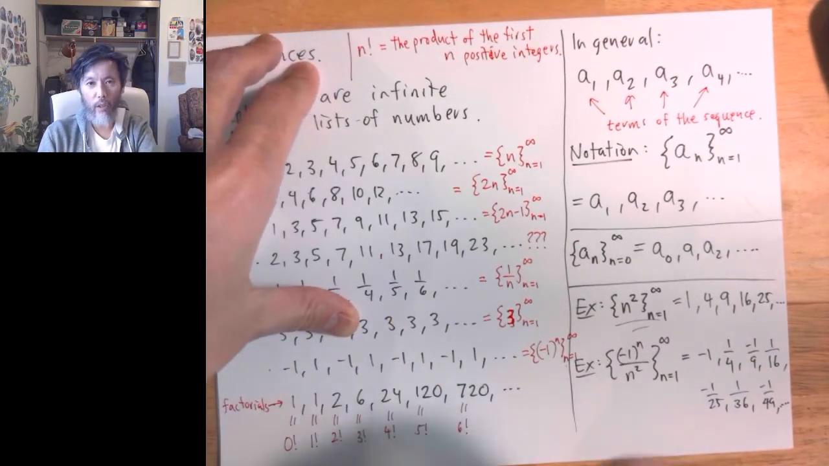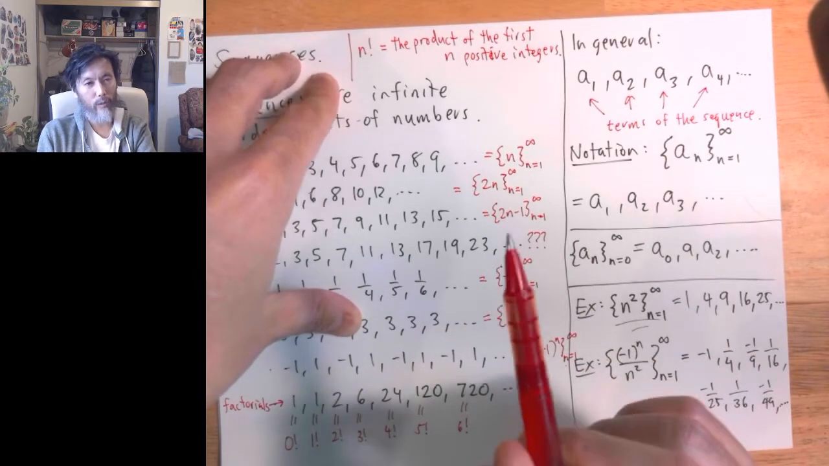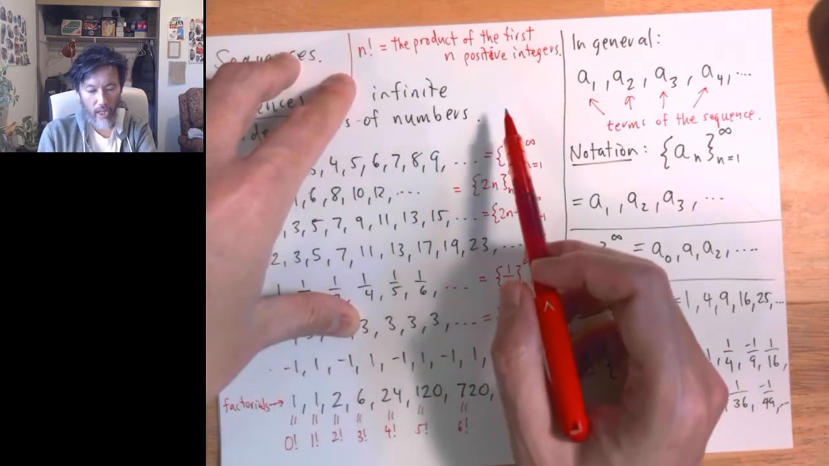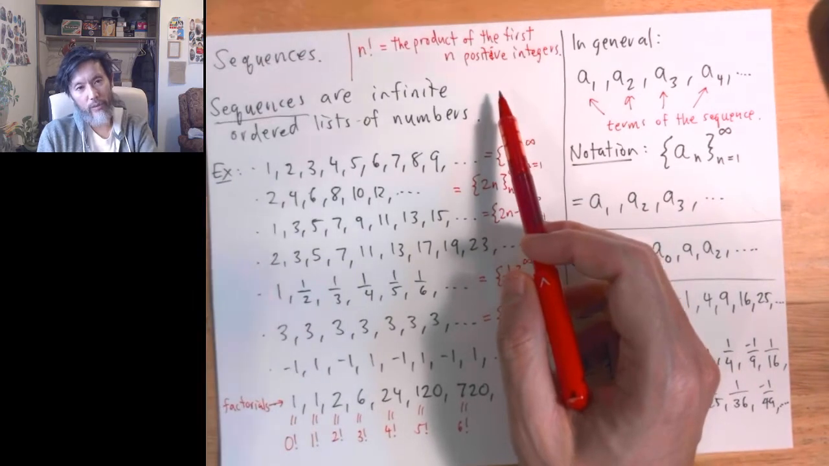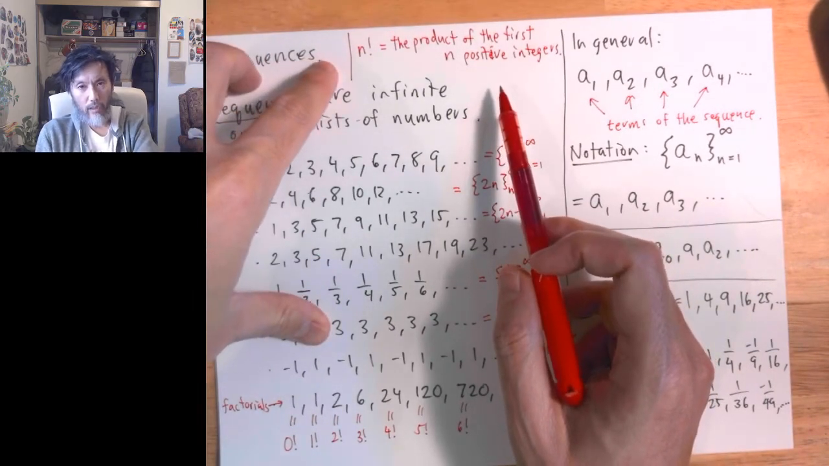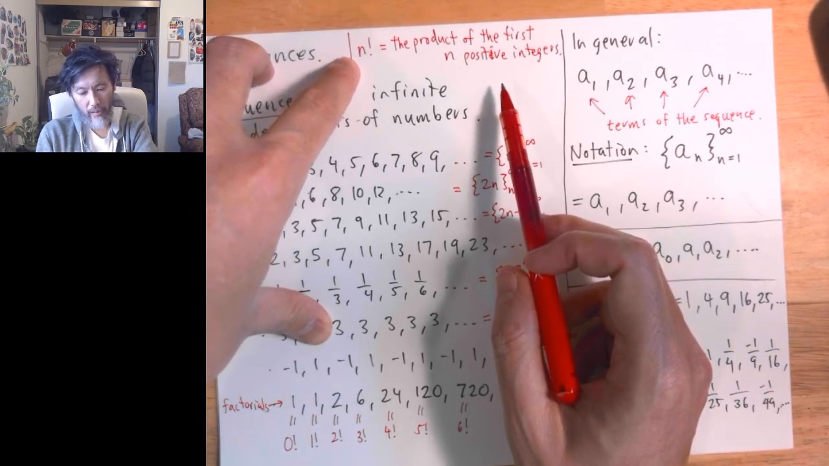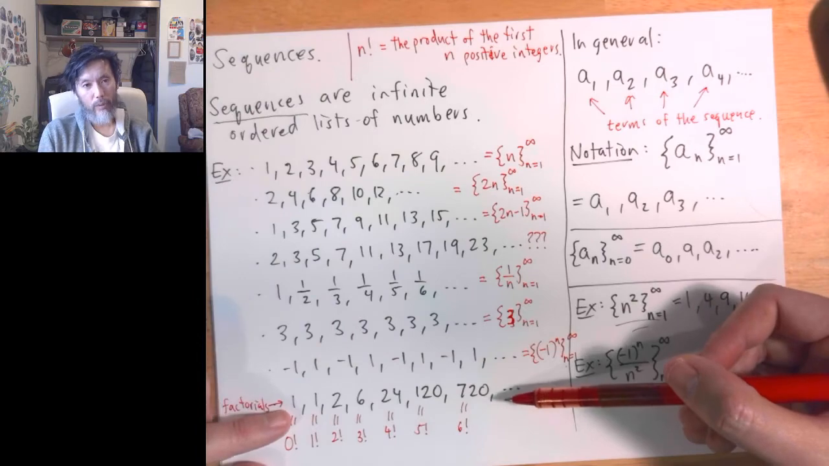And I know maybe it seems arcane, but it's actually very important for us. It will play an important role for us. So it's best to introduce it now. We will take it up again later, for sure. So this is n factorial, the product of the first n positive integers. That's just what it is. And here are the first 6 terms.